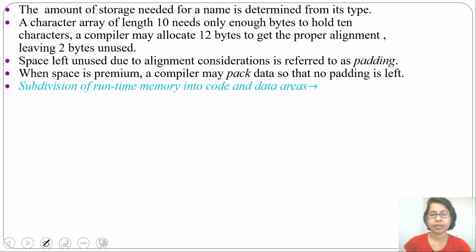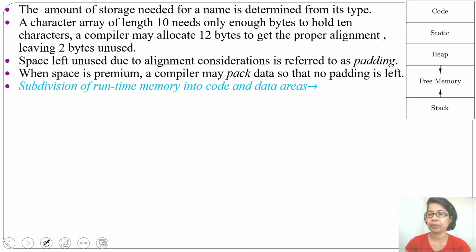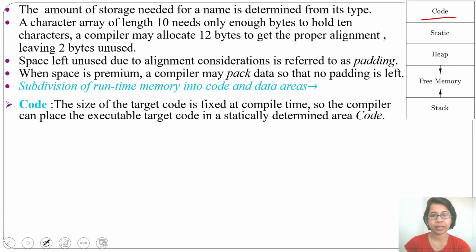Next, subdivision of runtime memory into code and data areas. The runtime memory can be divided into 4 parts: code, static, heap and stack. These are the free memory. First partition is code. What will code contain? The size of the target code is fixed at compile time, so the compiler can place the executable target code in a statically determined area, code. This is a statically determined area.